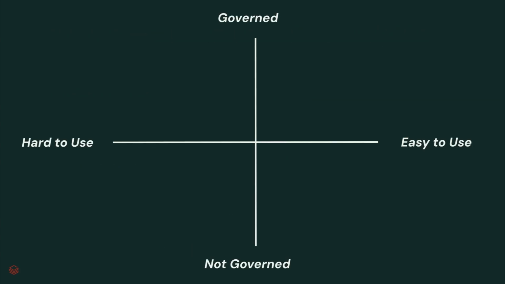All right, let's look at some of the ways you can solve this. We'll plot those on a 2x2 matrix. On the x-axis, we have ease of use. How easy are the tools? Can you use it yourself? Can you integrate those tools in your existing workflows? And then on the y-axis, we have governance. Can you use those tools while keeping your data secure and governed?